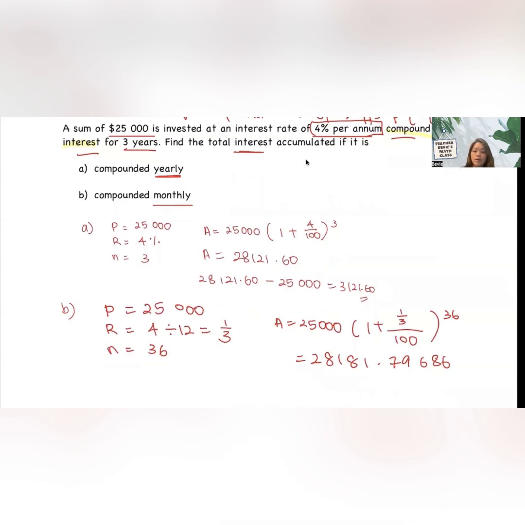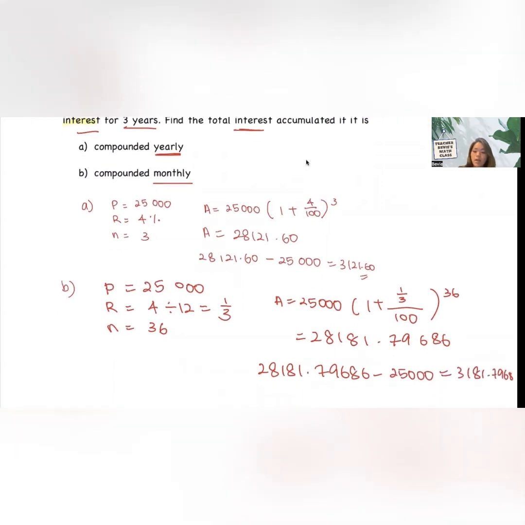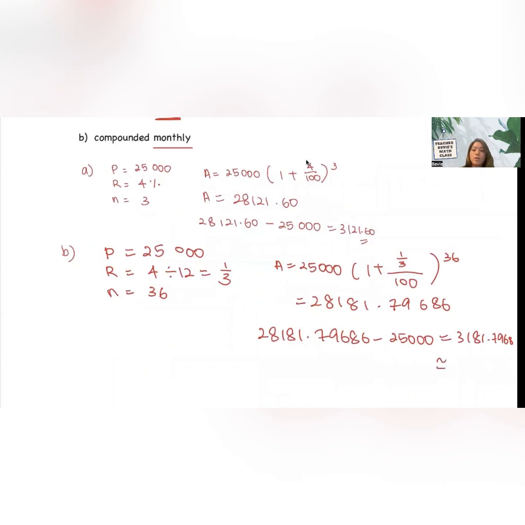Okay, and then same thing, A, it's principal plus interest. The question is only asking for interest, therefore I need to take this amount minus away my principal, which gives me 3181.7968. And I'll round it off for money. I'll round it off to 2 DP, which is 3181.80.